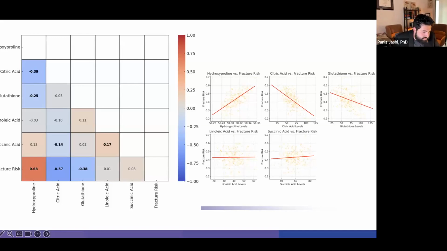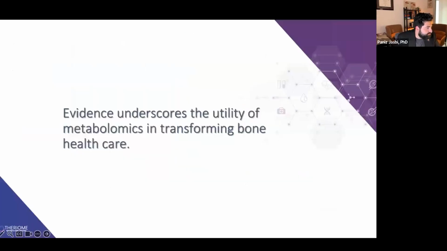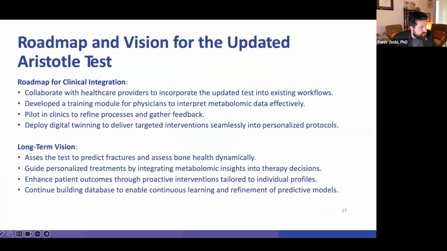It is a way to personalize and elevate patient care. It is an endeavor to move us closer to precision medicine, and here specifically in bone health management. So again, evidence underscores the utility of metabolomics in transforming healthcare. So what is this going to look like?